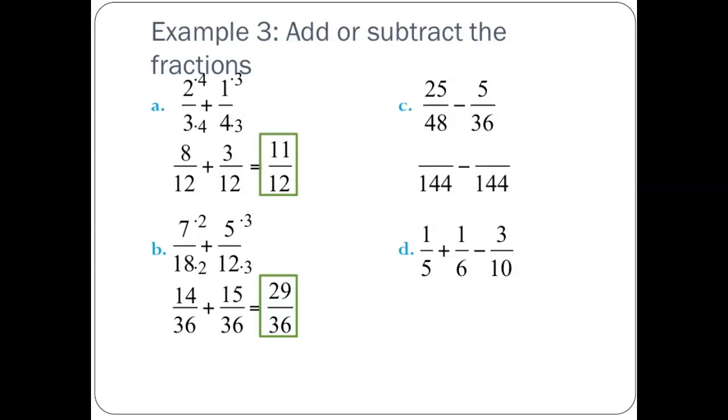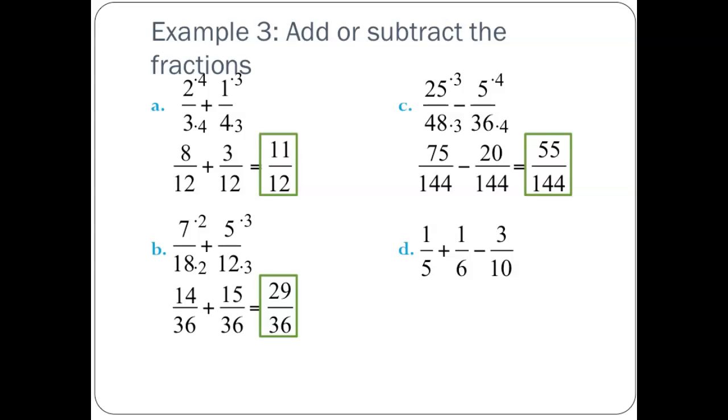So let's go ahead and write that as our common denominator. We said that was 48 times 3, so I'm going to multiply 25 times 3 as well, so that's 75. Let's do the same with the second fraction here. So 36 times 4 gives me 144. So 5 times 4 is equal to 20. Subtracting, we have 55 over 144, and that's it.